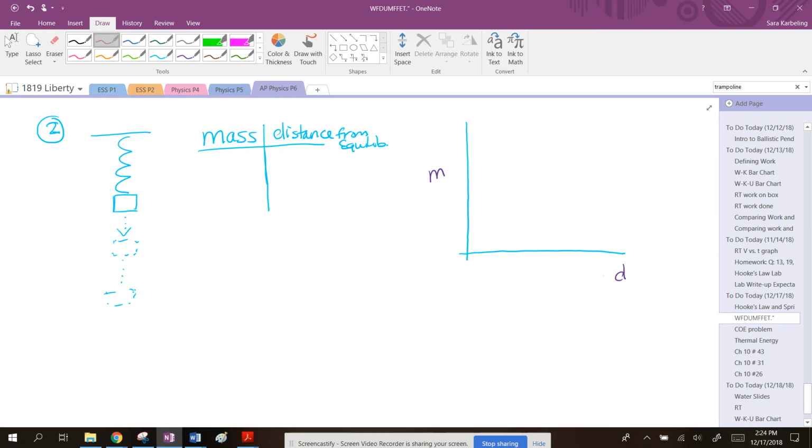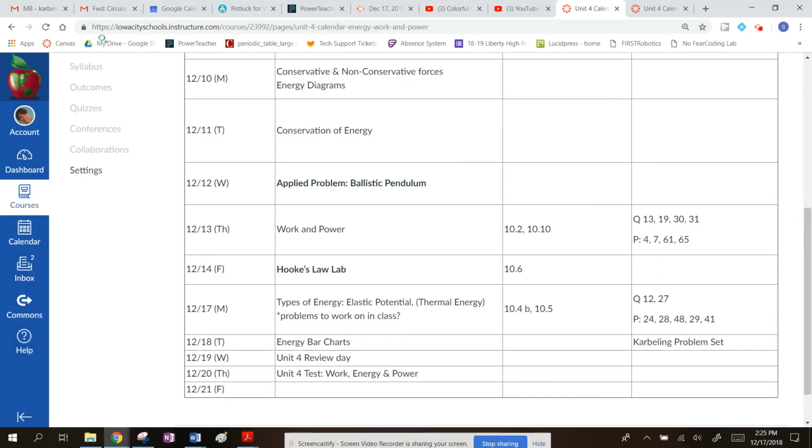Is it going to be a parabola? No, what's it going to be? It's going to be a line. It's going to be a line with a slope.